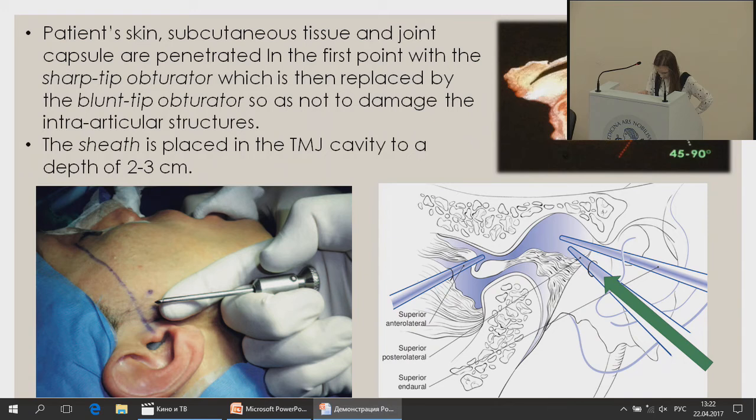The technique of this intervention: access to the joint cavity can be achieved through the superior joint compartment. The puncture is firstly made at the first typical point with the trocar. Before all the manipulations, the surgical assistant needs to distract the mandible downwards and a little bit forwards to help the surgeon get the right access to the joint cavity and to extend the joint cavity.